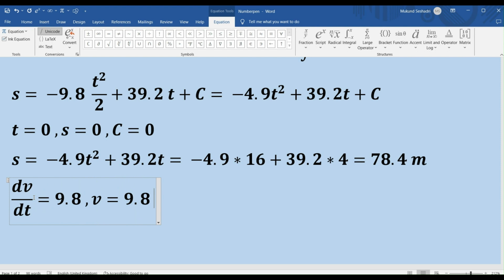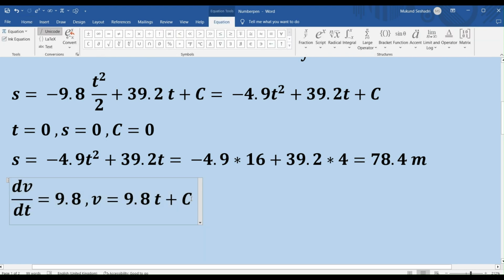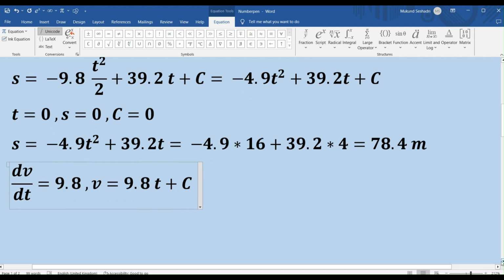I know that my v equals 9.8 times t plus c, right? So this is the equation for the velocity of the ball when the ball is coming in the reverse direction, which means it's going to hit the ground back, right? So my v equals 9.8 times t plus c. Like we did in our earlier problem, I will have to figure out my constant c. And what is my constant c?